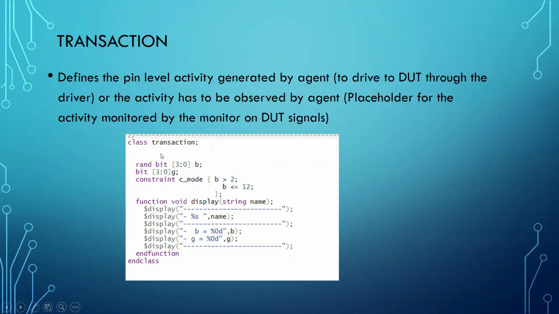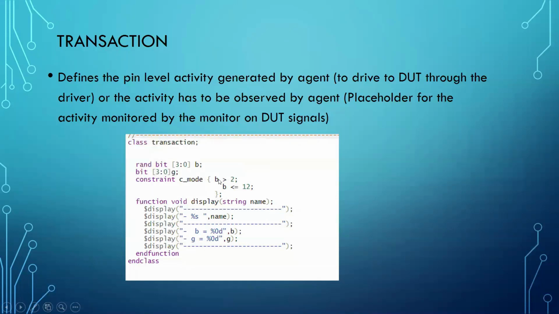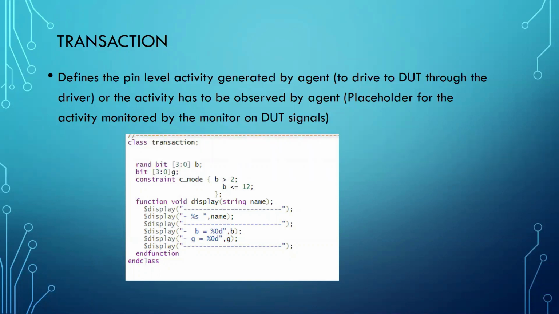We have to randomize the input B, so we have written it as rand bit. Next, if we have to give any constraints for the input B, we give a constraint like it should not go below 2 or go beyond 12. So we have given a constraint statement here. Next we have given a function to display all the inputs and outputs of this program. Overall, in the transaction we have to write all the fields, that is the input and output which we require.